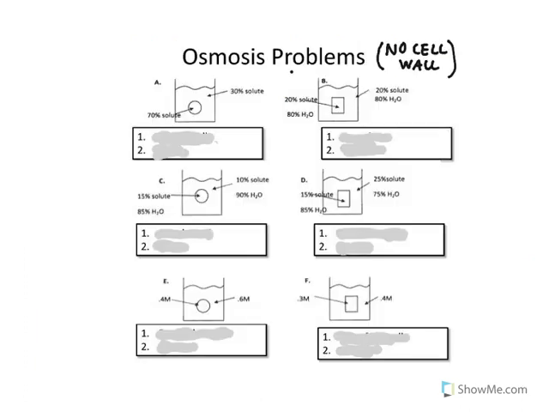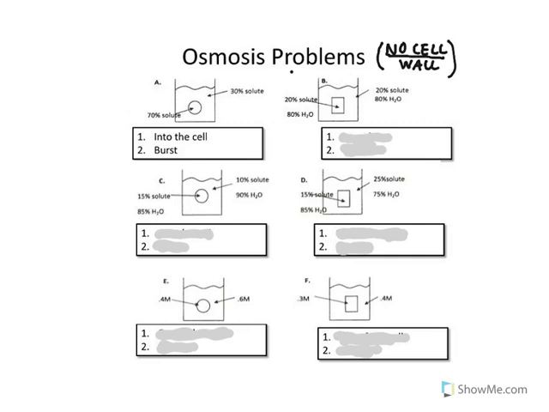So let's just do a couple of problems. Here we're talking about problems with no cell wall. We will talk about problems with a cell wall later. But let's just see how we do with this. If there is 70% solution on the inside, 30% on the outside, where is there more solute? It's on the inside, so water is going to want to go into the cell. And what's going to happen to that cell? It's going to burst.